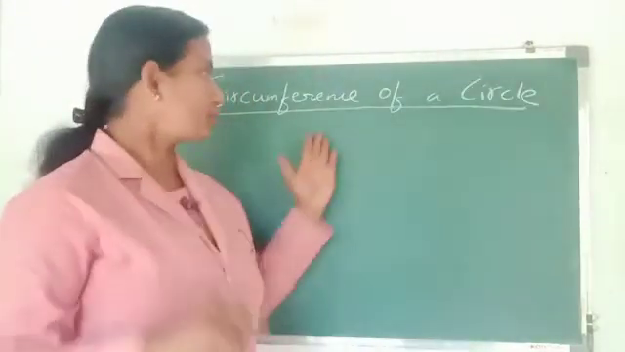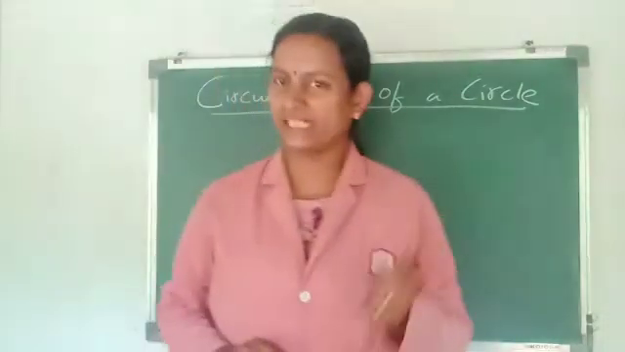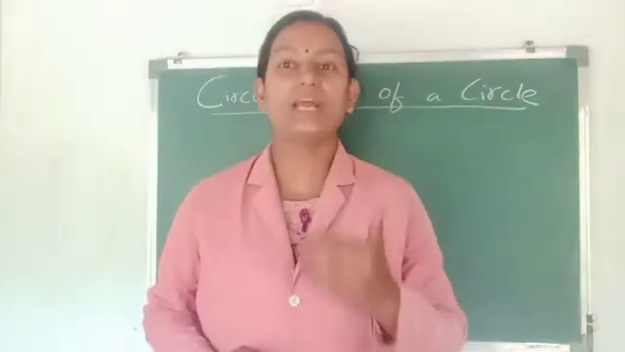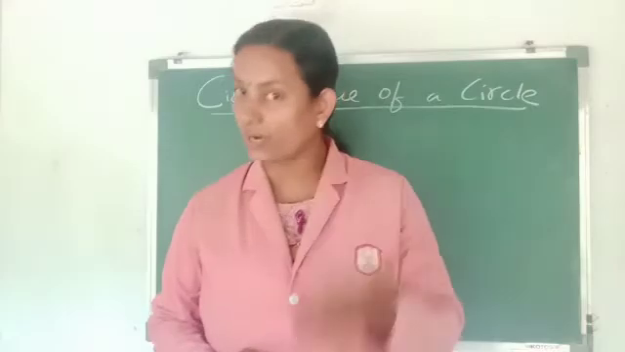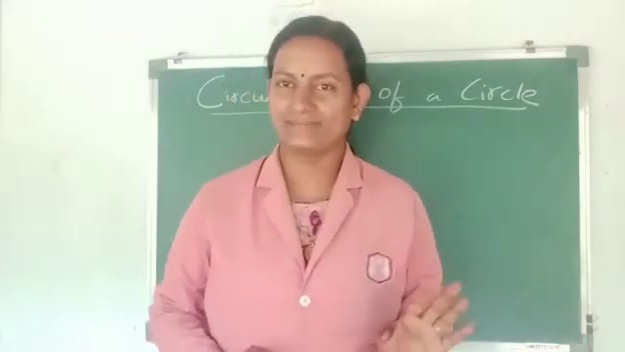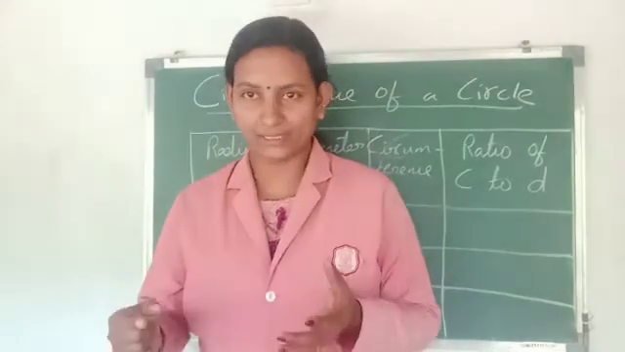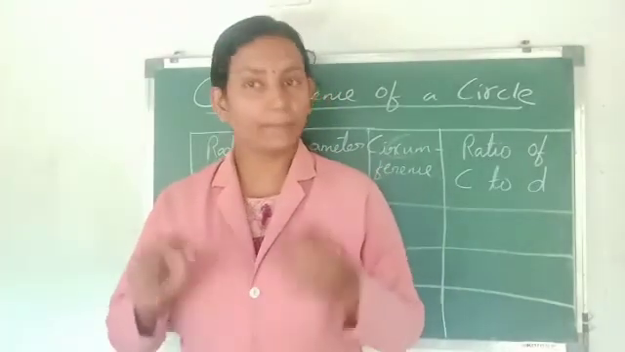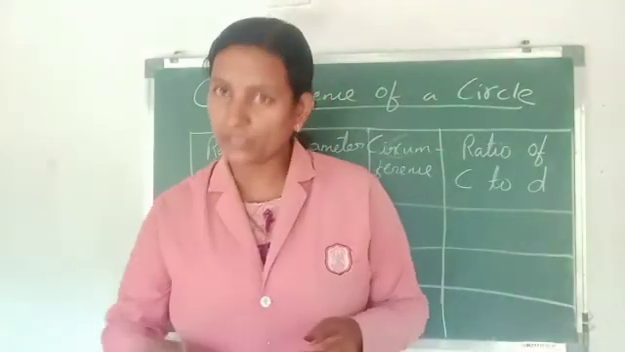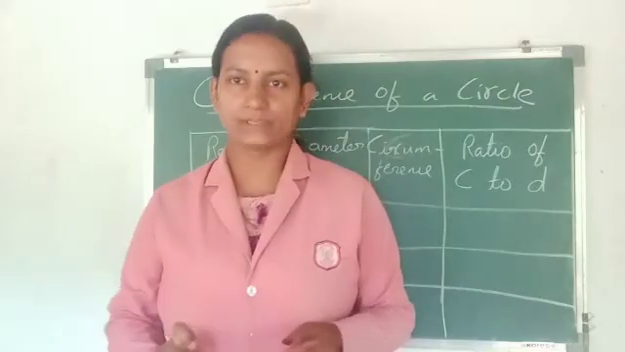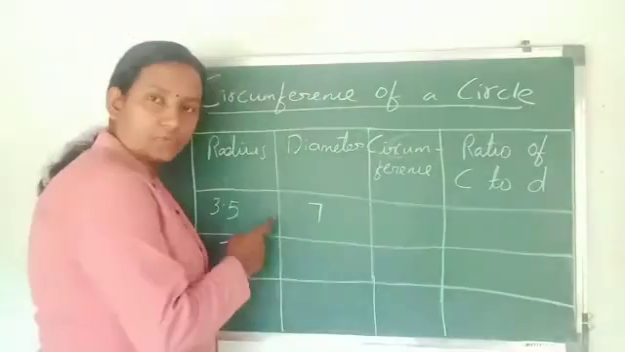Okay. Next topic, circumference of a circle. The distance around a circular region is known as its circumference. We cannot measure the length of the whole arc with the help of a ruler. We can find the distance by putting a string on the edge of the circular object and taking it all around. Consider the following table.